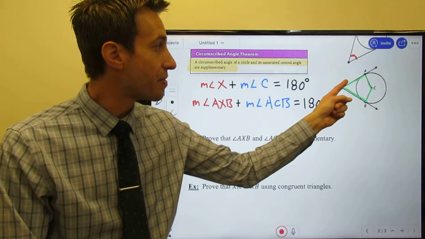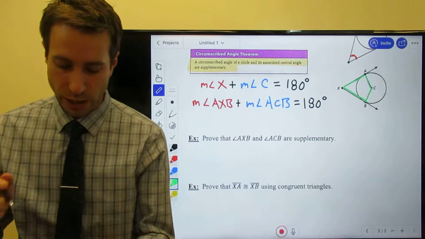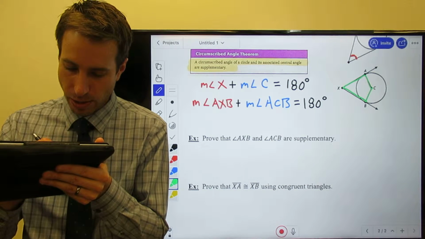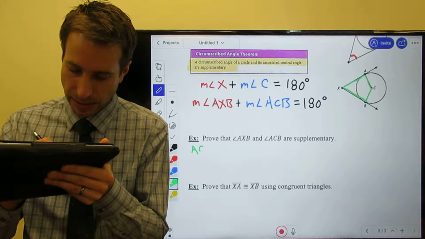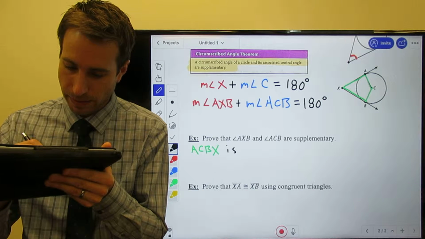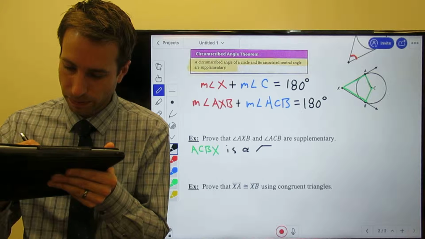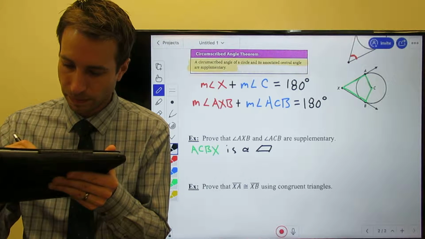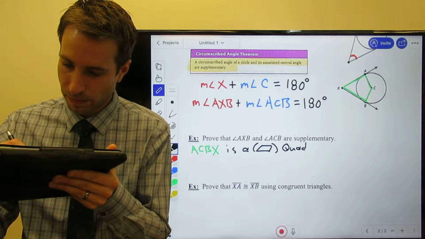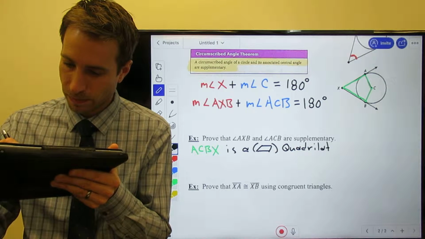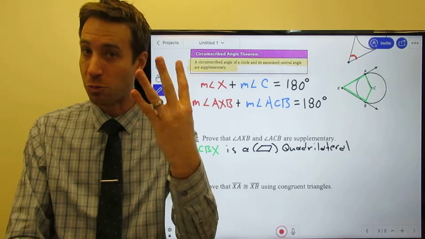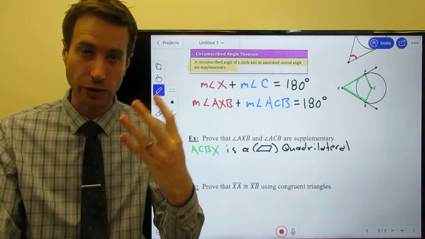Please notice that that guy right there is a quadrilateral. How do I know that? It has four sides. So, A, C, B, X is a quadrilateral. Why is it a quadrilateral? Well, because it has four sides, right? Quadrilateral means four-sided figure.